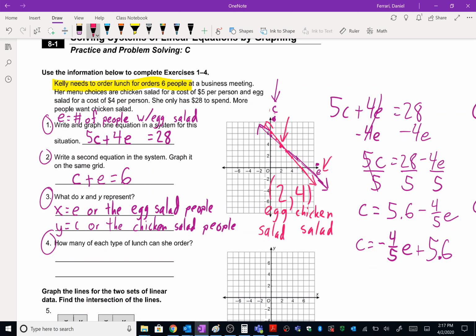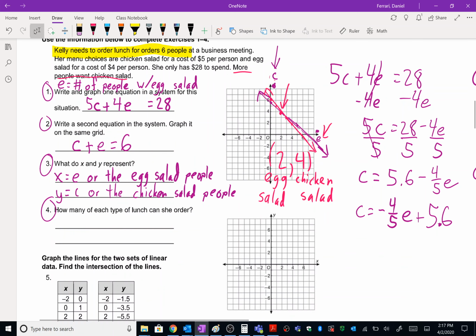Okay, and it also fits with what we said. More people wanted chicken salad. That fit with what we calculated. So that gives us a good indication that we're probably on the right track. Okay, so she can order 4 chicken salads and 2 egg salads.